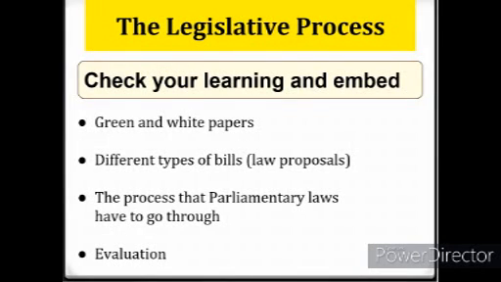So that's brought us to the end of these 3 lessons on the legislative process. In lesson 1, we went through green and white papers and different types of bill. Make sure you check your learning, make sure you know what different types of bill there are, and embed that knowledge. Lesson 2, we went through the parliamentary lawmaking process. Go back over that mantra. Green-winged dragons is the pre-parliamentary stages. Green-winged dragons, green paper, white paper, draft bill.